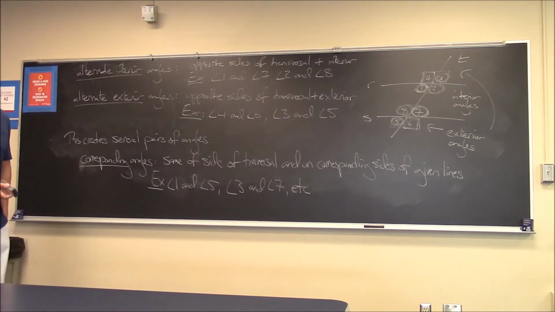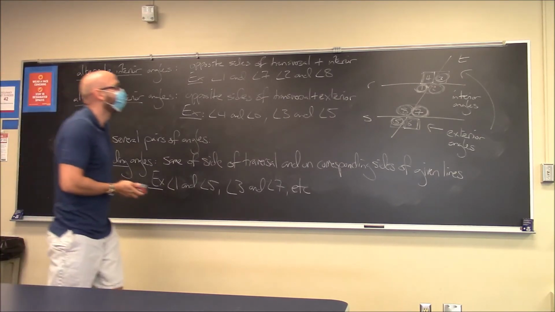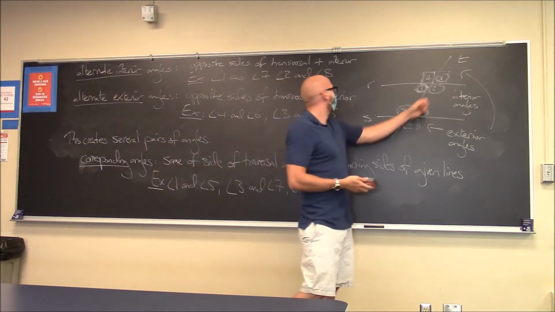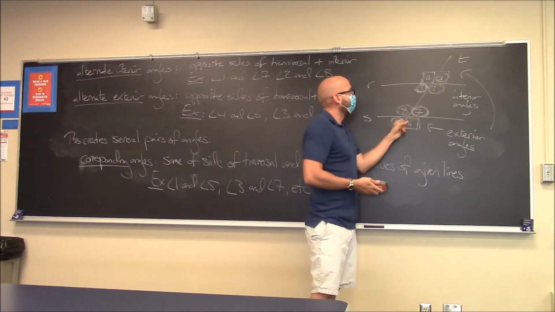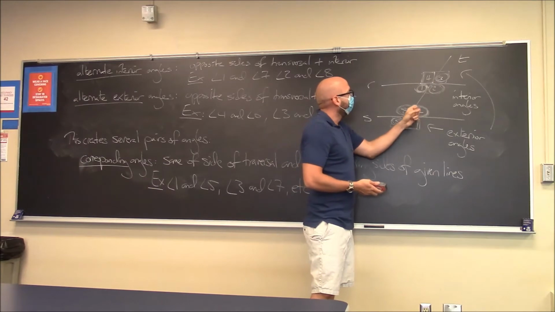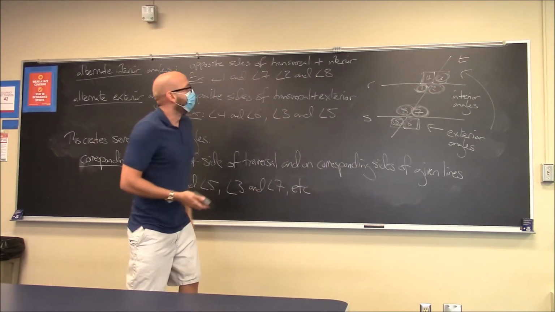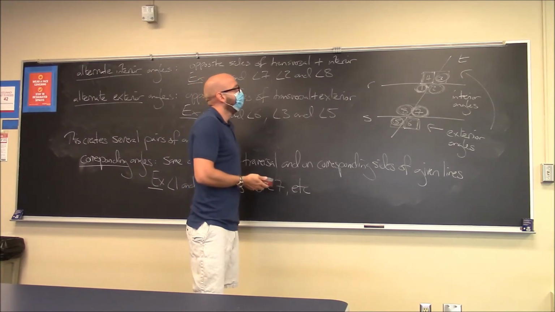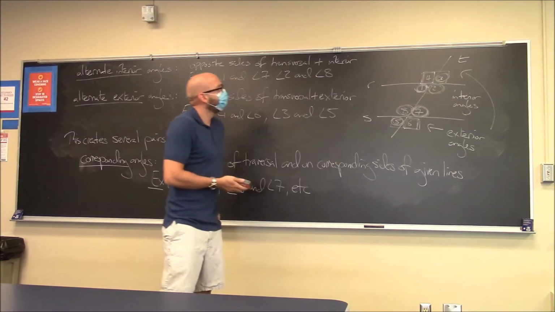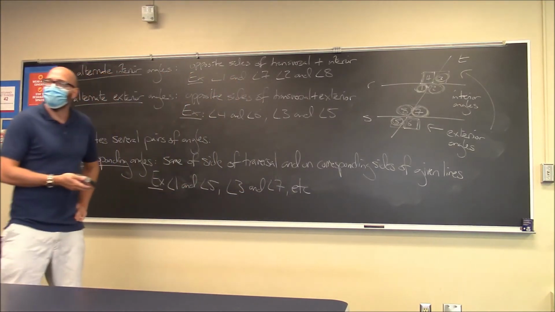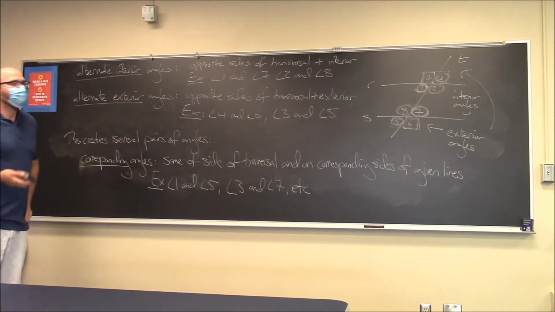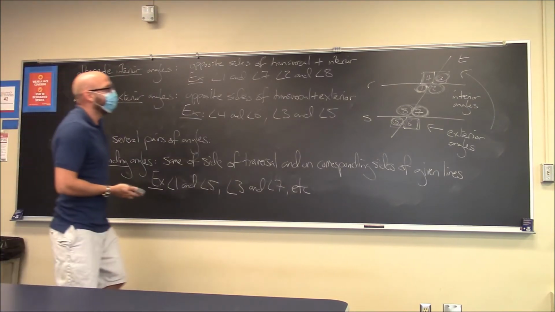What appears to be true from this picture? What appears to be true about all of these pairs? All right, so 3 and 5, 4 and 6, 7 and 1, 2 and 8. What appears to be true? They look like they're all congruent to each other, right? And in fact, they are.